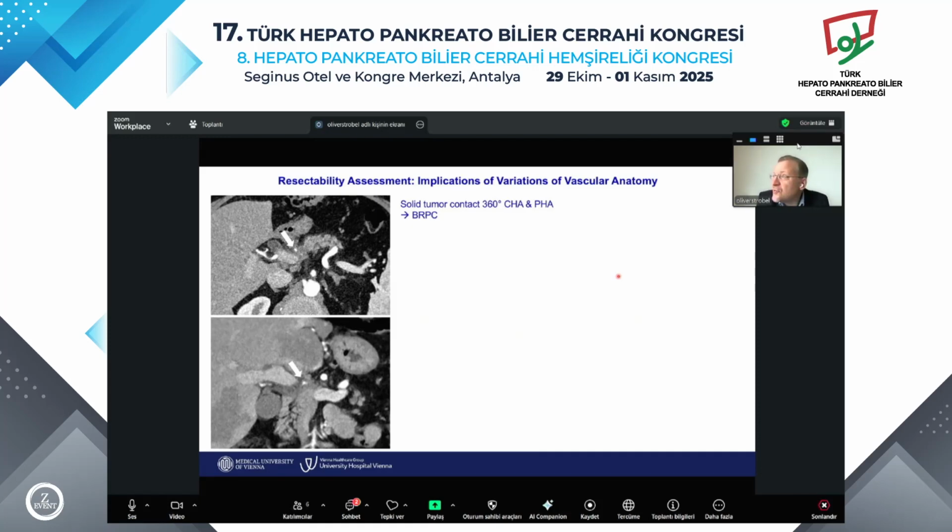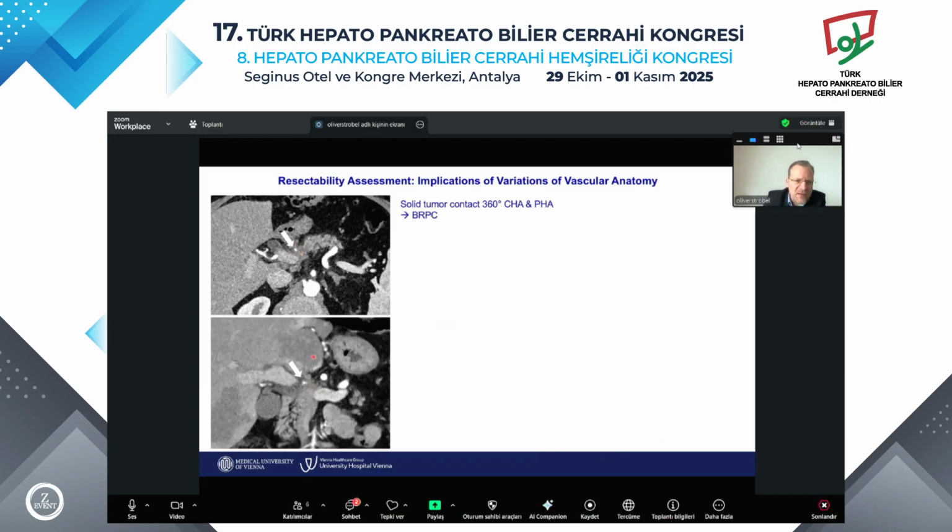which may be treated differently in different hospitals. Sometimes the anatomy gives us options to do resections. For example, in this pancreatic cancer, this has a 360-degree encasement of the common hepatic artery.